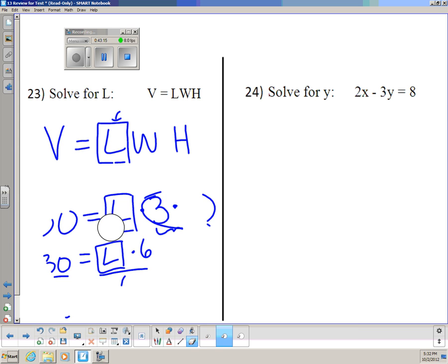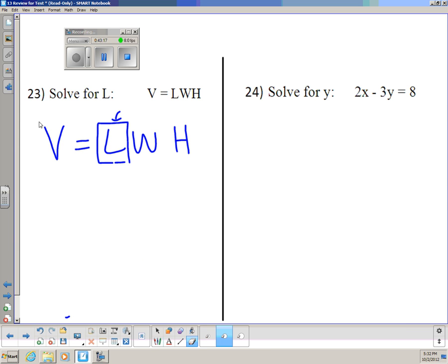So now I'm going to erase, and we're going to go back to the original equation. I have V equals LWH. These are connected by multiplication. To get rid of them, I will divide by WH.